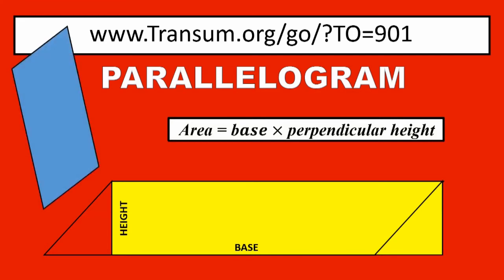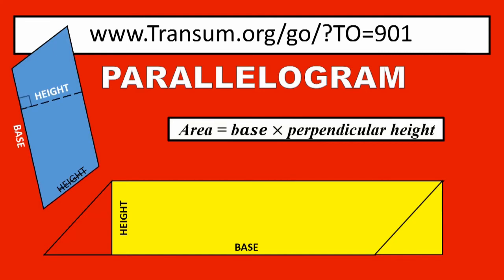It doesn't matter which way round the parallelogram is. The height must always be at right angles to the base. You multiply those two numbers together, and that gives you the area of the parallelogram.